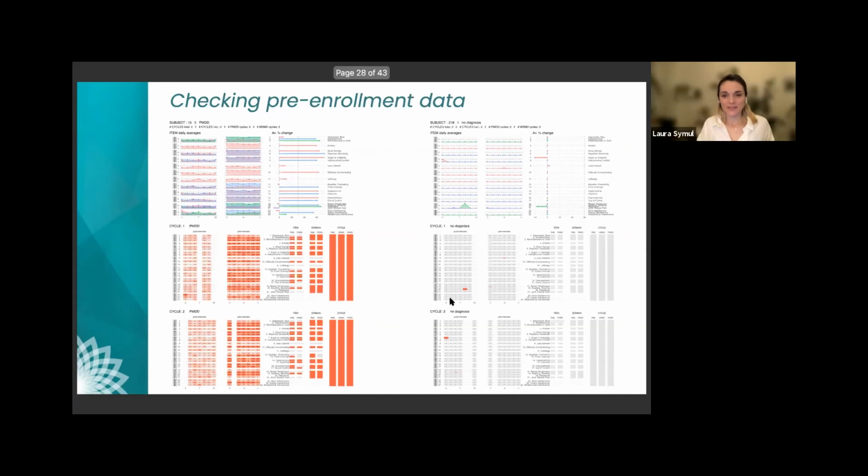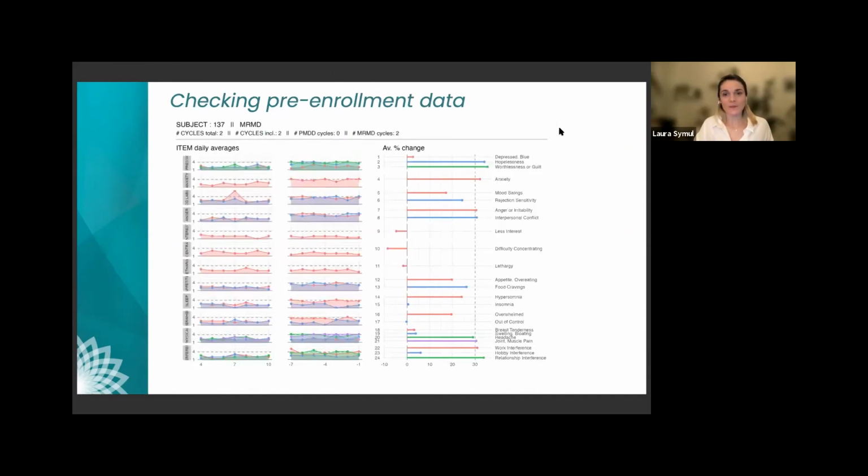And so if I just zoom in on what we get as a summary, we see the subject identifier, we see the final diagnosis. So this is yet another subject that met criteria for MRMD. And so we see how many cycles we had data for them in total. So here there were 2, and how many cycles were included. So it could be that, you know, some participants filled in data for 3 cycles, but there wasn't enough data for 1 cycle. So this will tell you, okay, 1 cycle was missing.